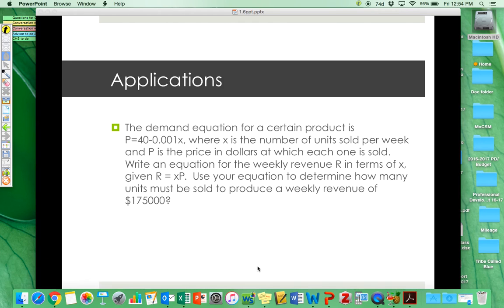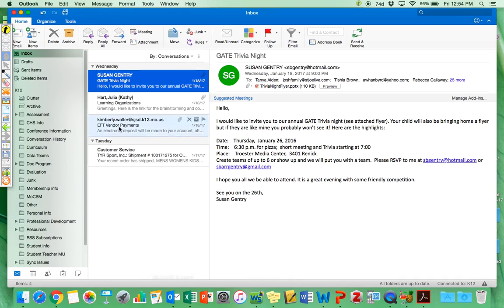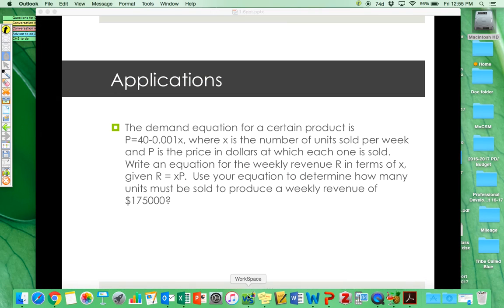All right, so let's look at some application problems. We know, looking into this, that it's going to be of quadratic type. And so let's see what we have. Oops, sorry, you don't want to see my email.